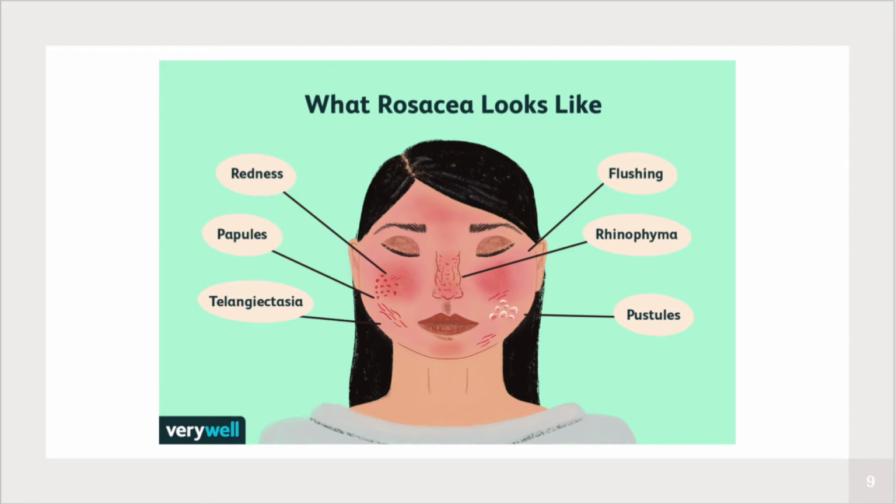Here's another picture showing the common features of rosacea. You can see the erythema or redness in the center region of the face, the pustules and papules, the telangiectasia, the rhinophyma, which is thickening of the skin around the nose, and the flushing.